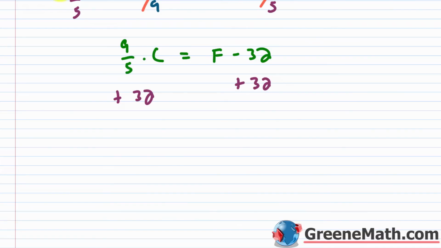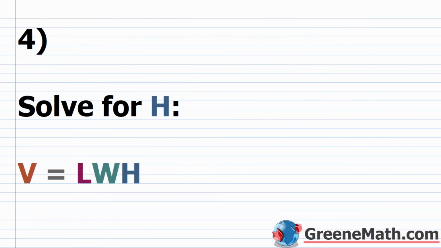So I'm just going to rewrite this and say that I have F is equal to, on the right-hand side, this 9/5 C, and then plus 32. So in other words, now I could plug something in for Celsius, multiply by 9/5, and then add 32, and I'd have my temperature in Fahrenheit. Okay, let's look at problem number 4.